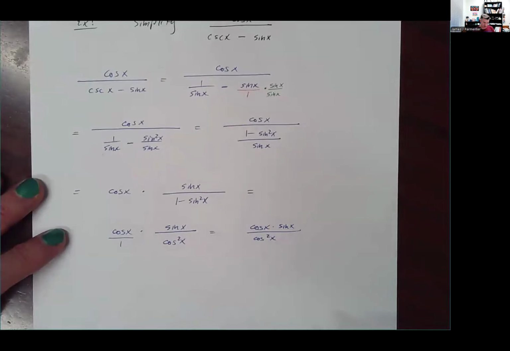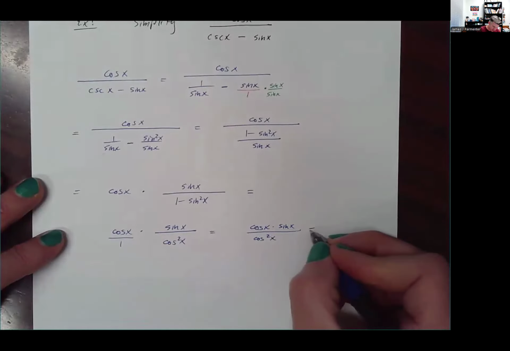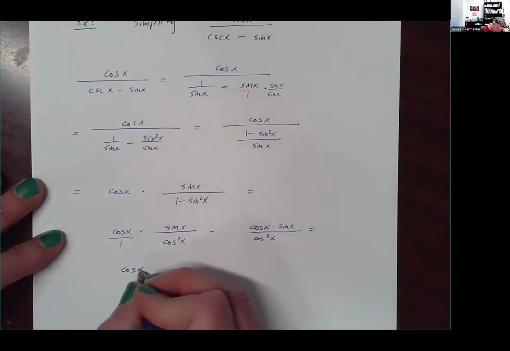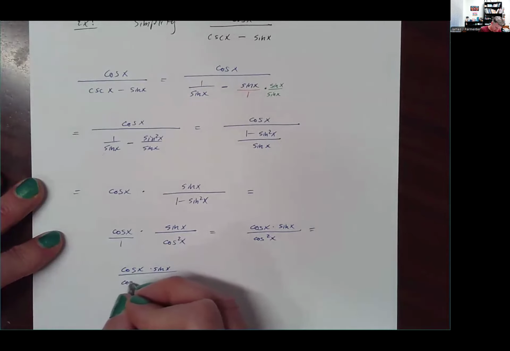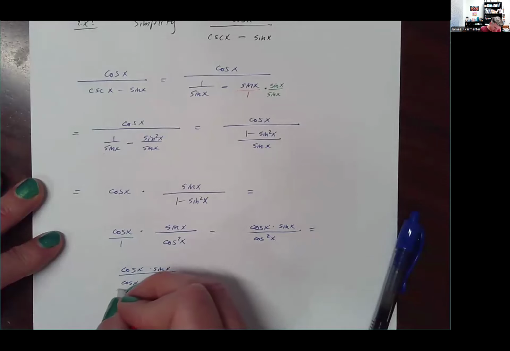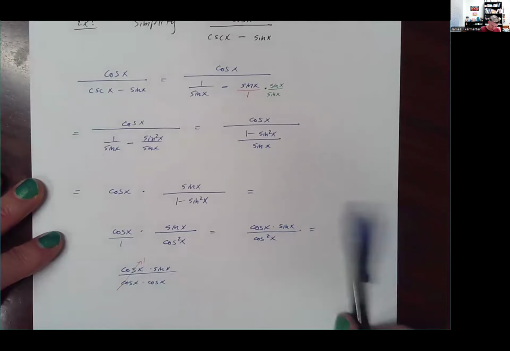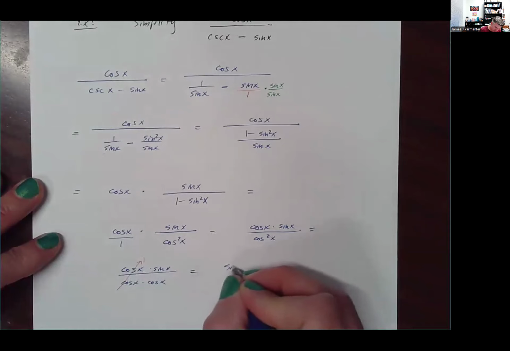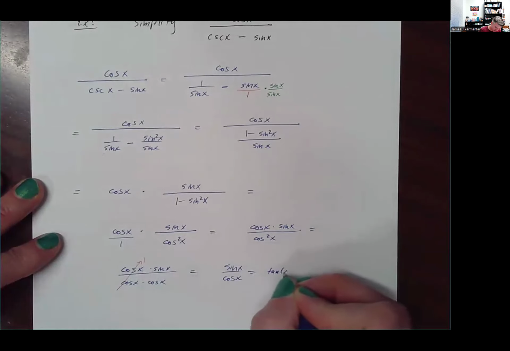If you don't just want to cancel a cosine on the top and cosine on the bottom, you can even do one more step and write it as cosine x times sine x on the top. And cosine squared of x just really means cosine x times cosine x on the bottom. You can definitely cancel or divide cosine by cosine to get 1. So we're left with sine x over cosine x, which is equal to tangent of x.